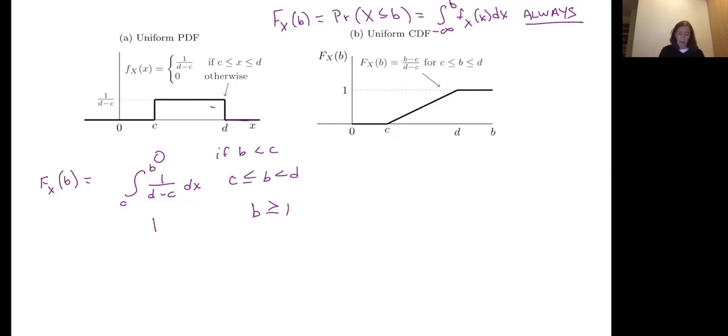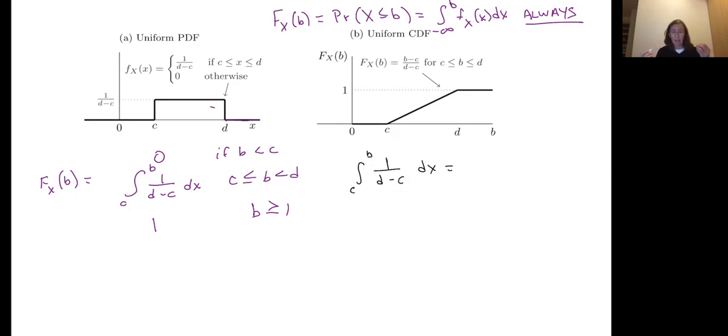Okay, and it's not a particularly hard integral to evaluate, but let's just go ahead and do it. So the integral from c to b of 1 over d minus c with respect to x. We're integrating with respect to x. There's no x in here, meaning this thing is a constant.